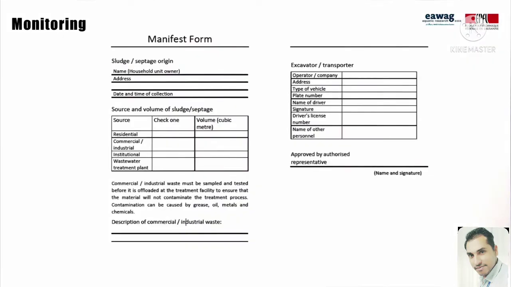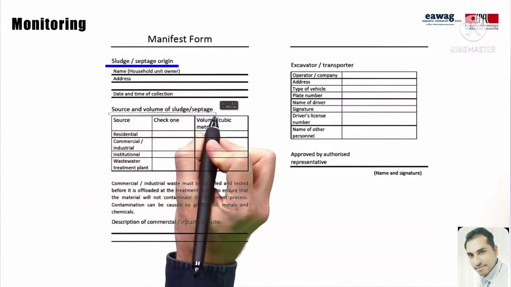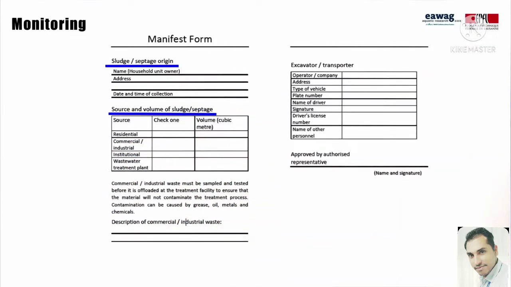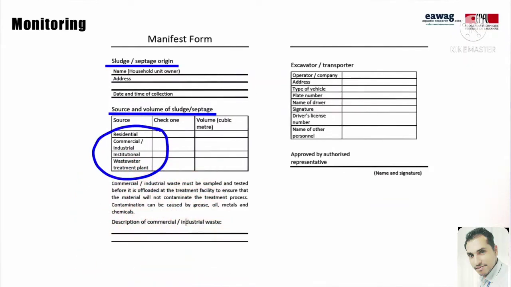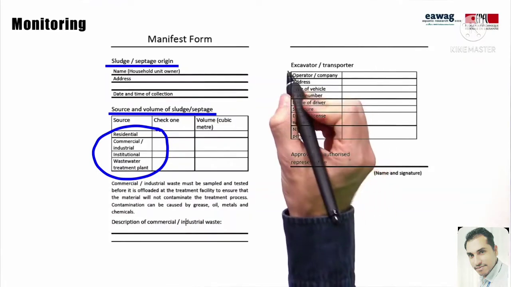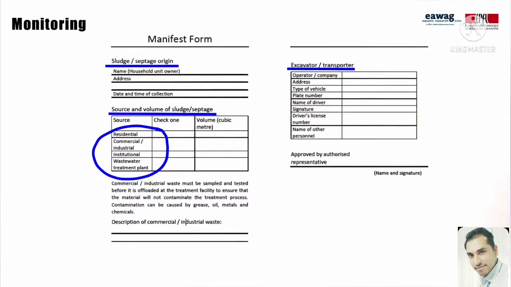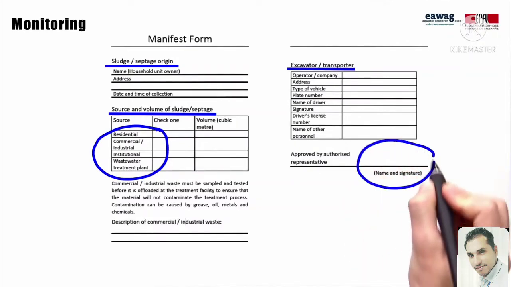The manifest form has to be filled out during the collection of fecal sludge by the service provider. It includes the name and other details of the client, and it also includes the type of on-site sanitation technology from which the sludge is being collected. In this case, from the Philippines, only septic tank fecal sludge is collected, but it can also include other sludge types such as pit latrine sludge or sludge from public toilets. The manifest also indicates if the sludge is collected from residential, commercial, industrial, or institutional on-site sanitation technologies. The manifest form then also includes details on the service provider. Following completion of the collection service, the manifest form has to be signed by the client.